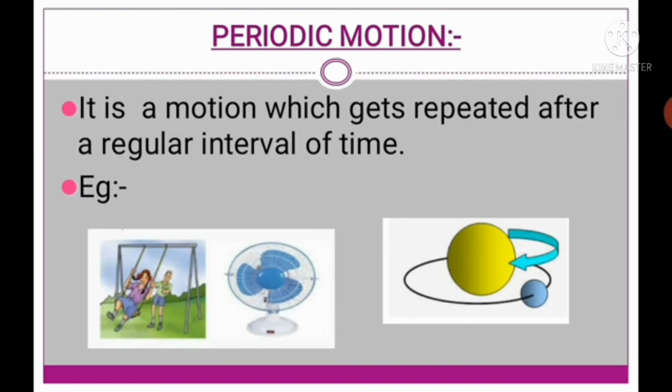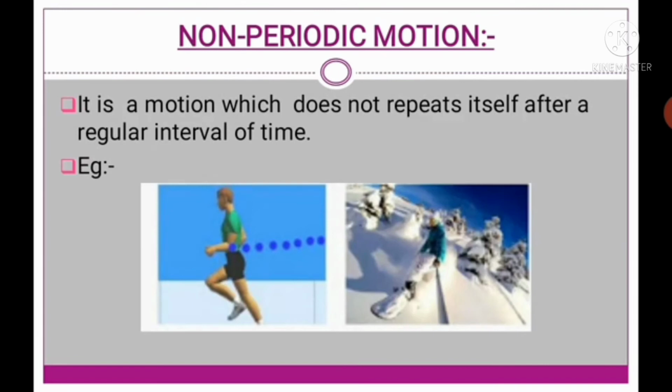of a wall clock, the needle of a sewing machine running at constant speed. Heart of a normal resting person beats 72 times a minute. The motion of a swing, the movement of the lungs during breathing. So these are some periodic motions. And next is non-periodic motion.